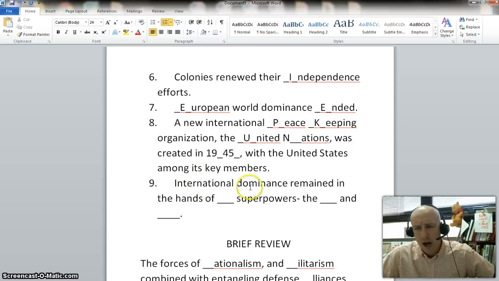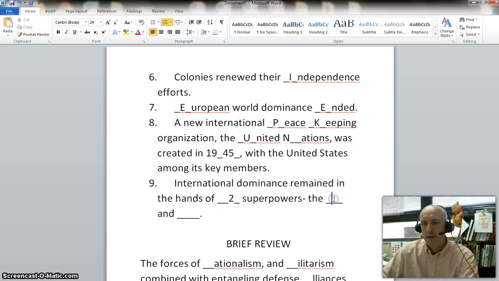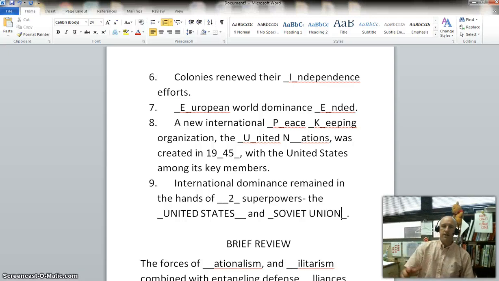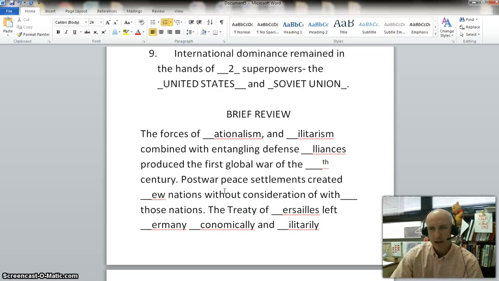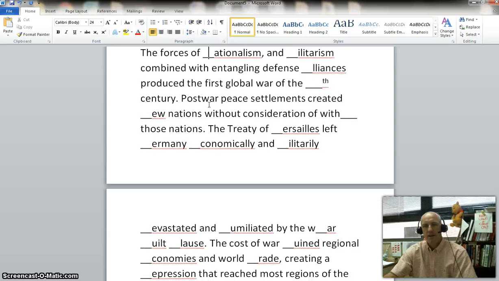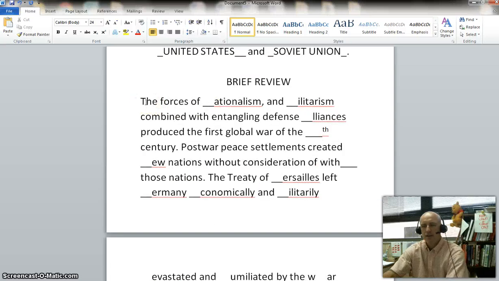All right, international dominance remained in the hands of two superpowers. We have, again, the United States, and the only other superpower will be the Soviet Union. Very good. USSR, or you could say the US. Very good. Here's your piece. This is how the world ends up after World War II is over. Okay, a brief review. You guys put this in here on your own. Here we go. I'll try to read it to you just shortly.